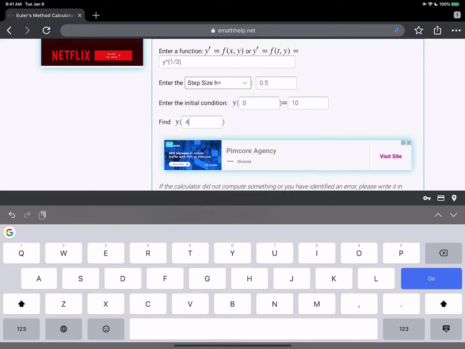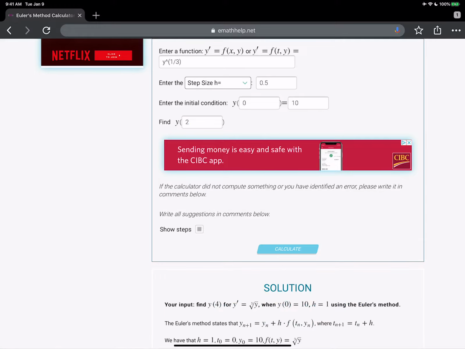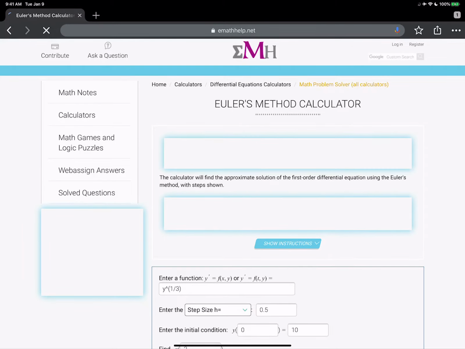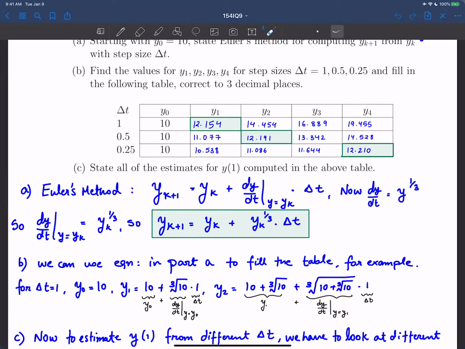So we definitely have to change this number, and instead of y of 4, that should be y of 2. Because if you're looking for y of 2, then you only have 4 steps of 0.5 each to get to the value. So we hit calculate, and it will redo the math for you. Here again, step 1 is going to give you 11 point something, approximating this value right here, and this is going to be y of 0.5.